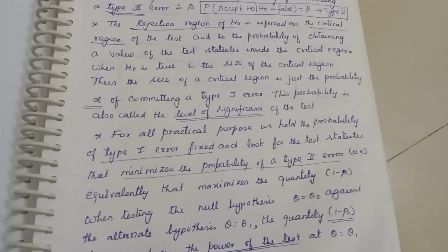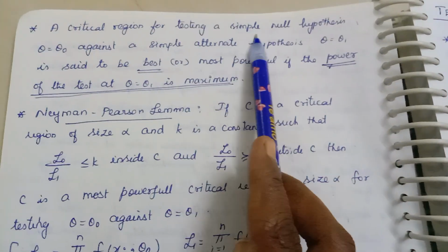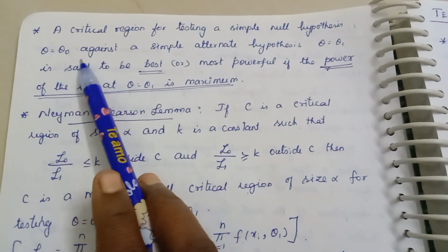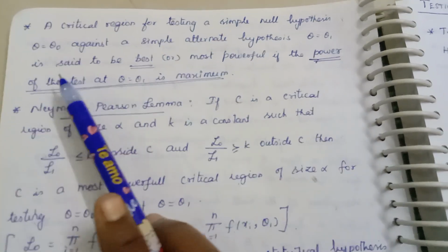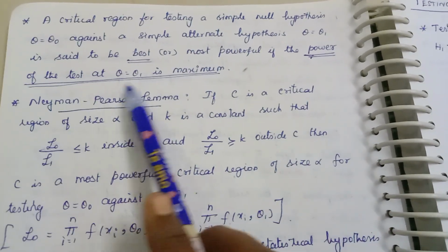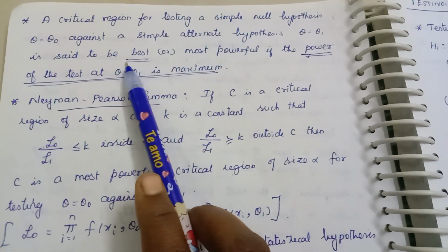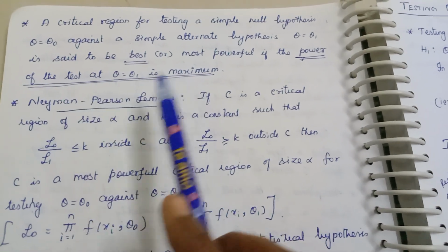Next, a critical region for testing a simple null hypothesis theta equal to theta naught against a simple alternate hypothesis theta equal to theta 1 is said to be best or most powerful if the power of the test is maximum. When will you say a test is best? When the power, that is 1 minus beta, is maximum.